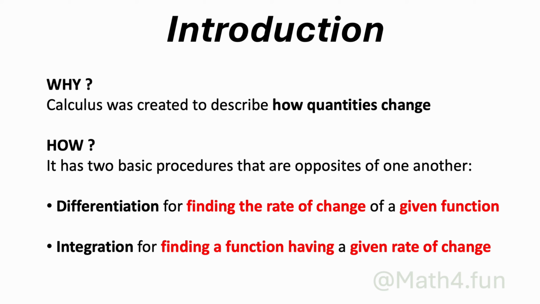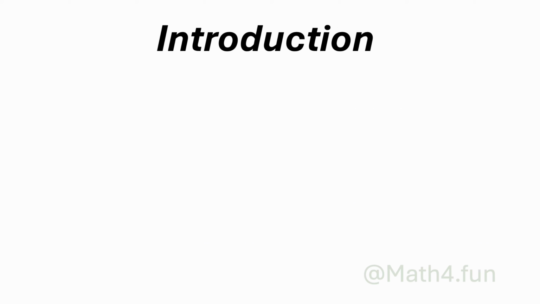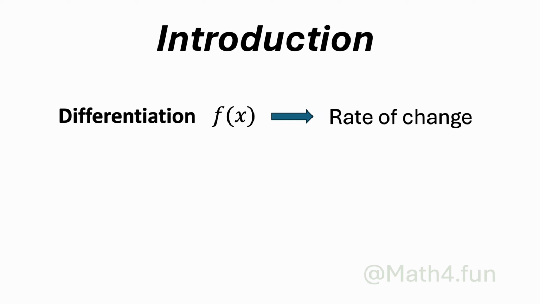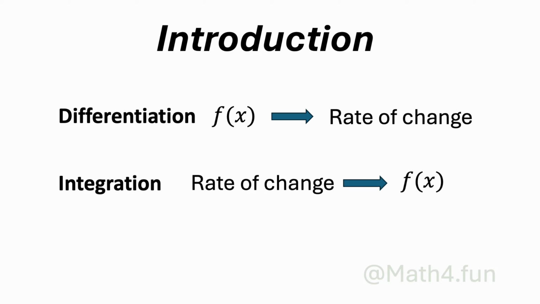So in differentiation, the function is given. In integration, the rate of change is given. This is really important. In differentiation, we have the function and we have to find the rate of change. In integration, we have the rate of change and we have to find the function. They're different, but there is a big connection between them.